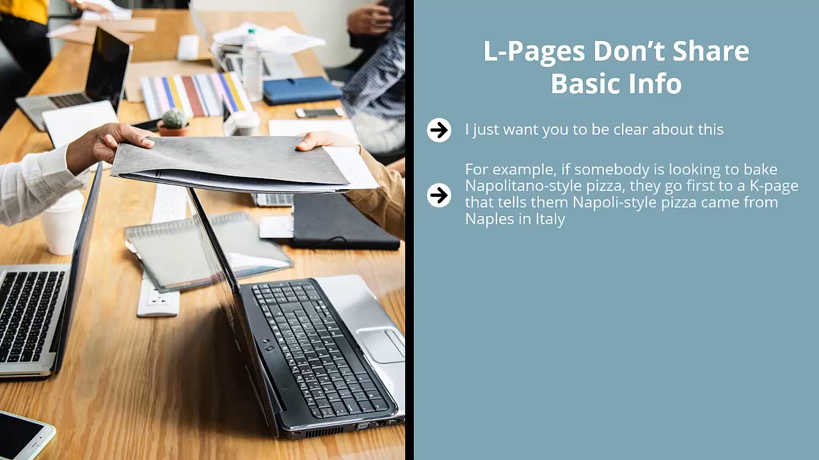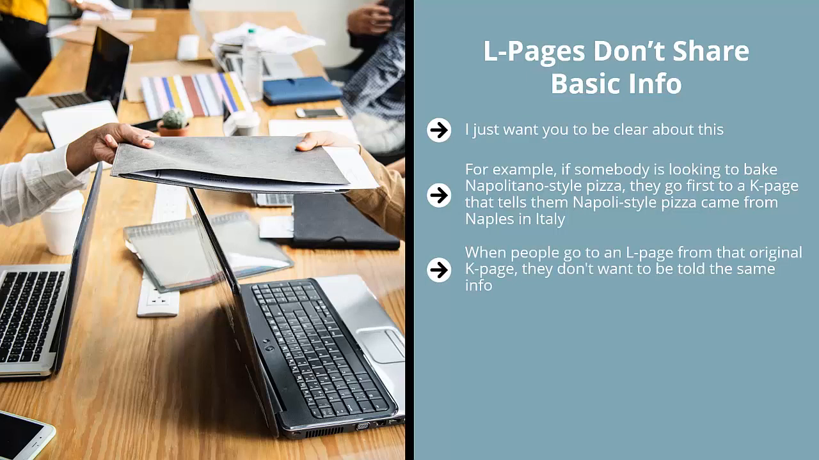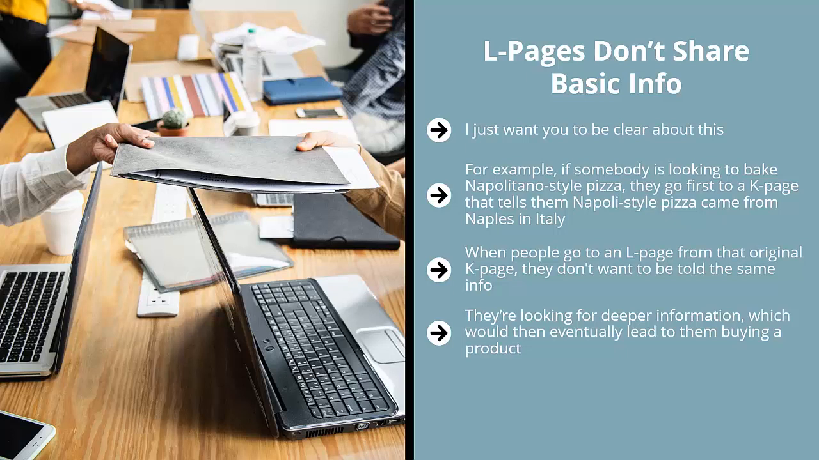For example, if somebody is looking to bake Neapolitan-style pizza, they go first to a K page that tells them that Neapolitan-style pizza came from Naples in Italy. It was brought by Italian immigrants to the United States. It is a very tasty form of pizza. It's puffy, so on and so forth. When people go to an L page from that original K page, they don't want to be told the same info. They already know the background. Now they want specifics, like how not to burn their Neapolitan pizza too much. What kind of pizza ovens are available to produce the very best Neapolitan-style pizza? You get the point. They're looking for deeper information, which would then eventually lead them to buying a product.